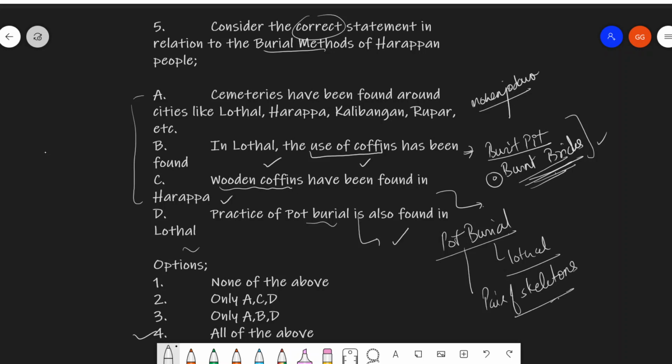So if you see, all these statements are absolutely correct. Please remember the burnt brick pit and that in Lothal there was a use of coffins. In Harappa there was a use of wooden coffins, and the practice of pot burial is also found in Lothal. So these are all the 5 important questions we have to discuss today about ancient history.